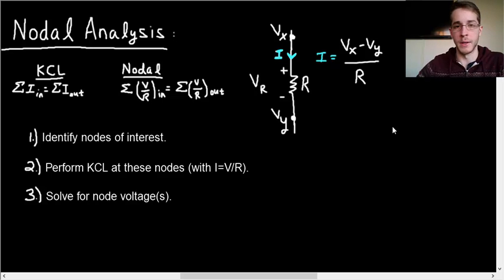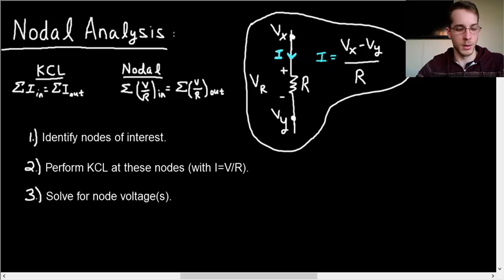Nodal analysis is nothing special. You've already done it before. It's actually the same exact thing as doing KCL, but you are writing those currents in terms of V over R. So you're just using Ohm's law to write those currents. Over here is a little guide for you to look at if you want.